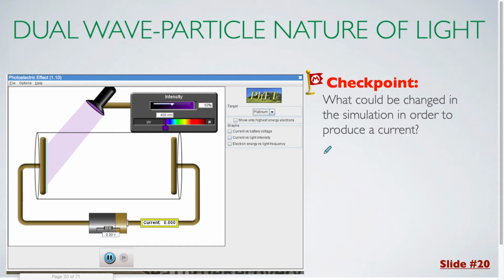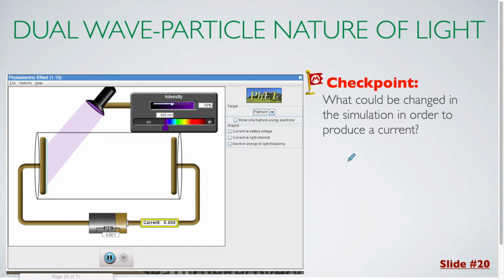For our first checkpoint question, what could be changed in the simulation in order to produce a current? So this is a PhET simulation which we'll be running for one of our labs. You can see the intensity up here, which is essentially how bright the light is, and we also have the wavelength shown right here, which is currently 400 nanometers. Now, if electrons were ejected from this metal, they would be traveling from one side to the other across this area right here.